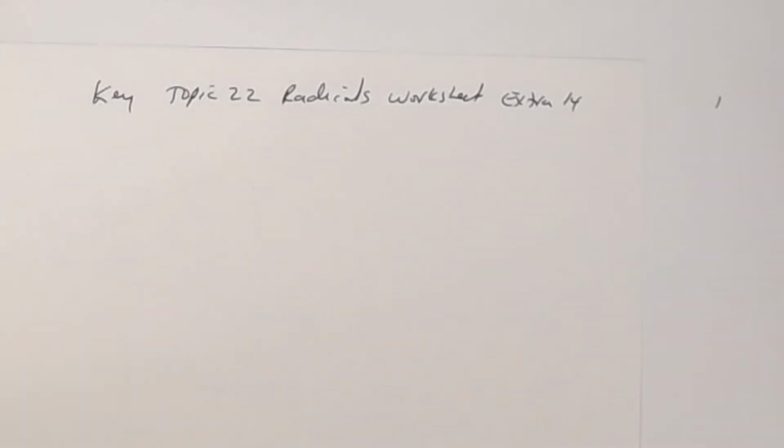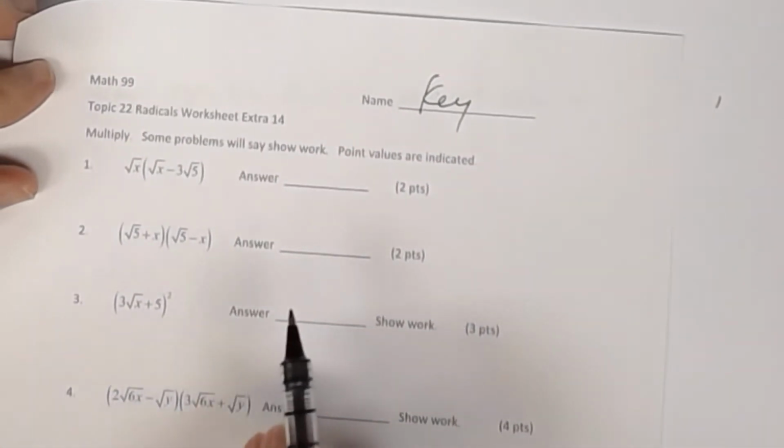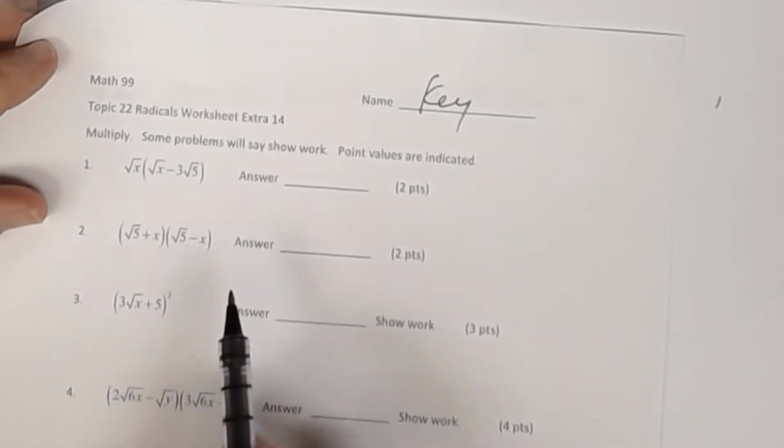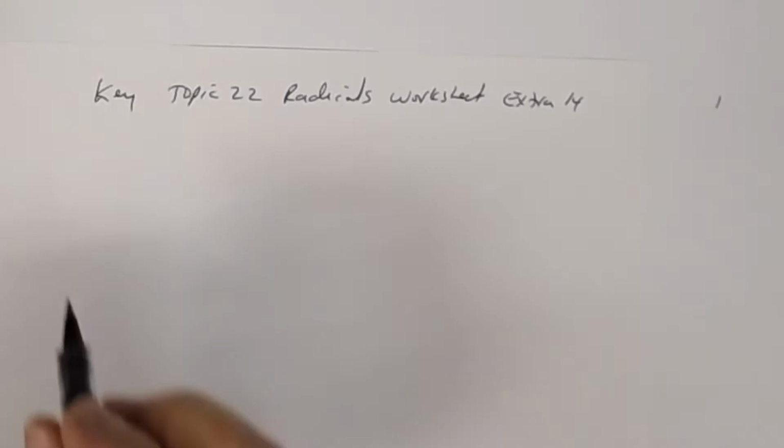Okay, so this is the key to Topic 22, Radicals Worksheet Extra 14. Basically you'll be multiplying radicals, and these involve variables. So let's look at number one.